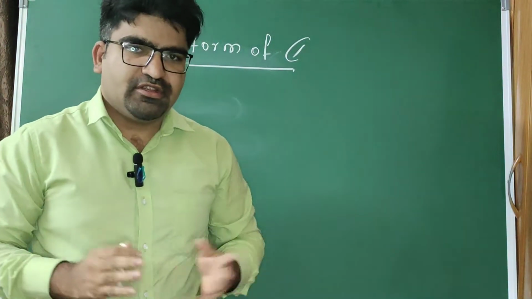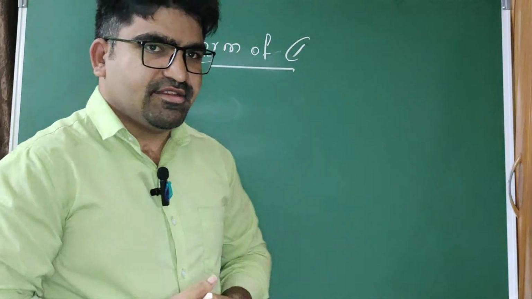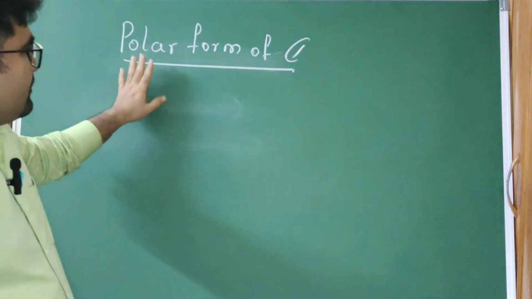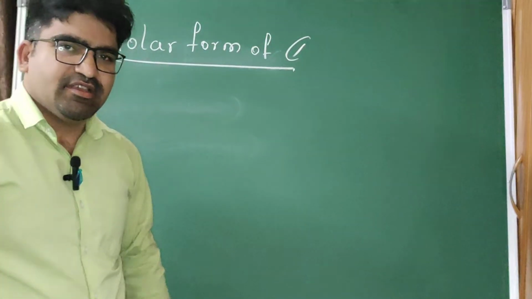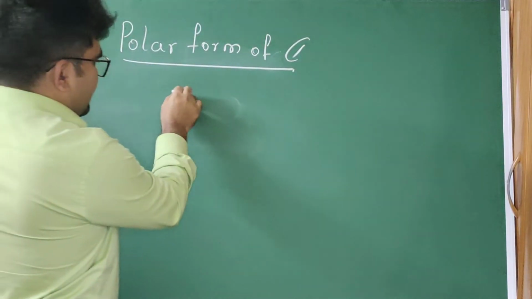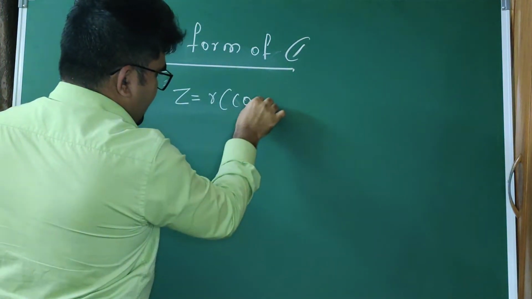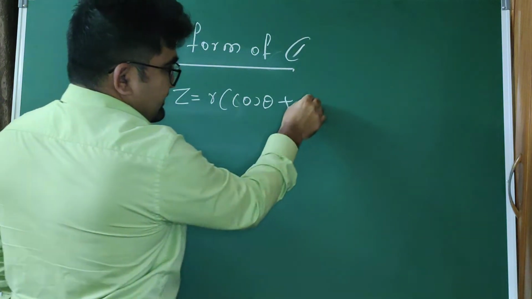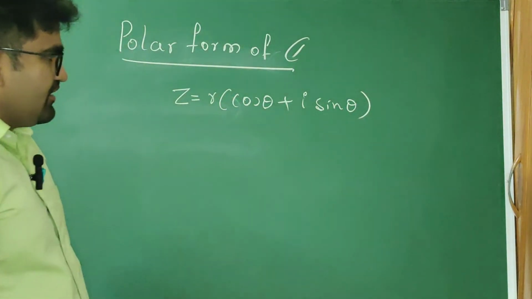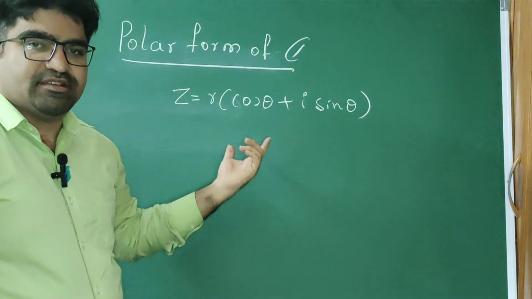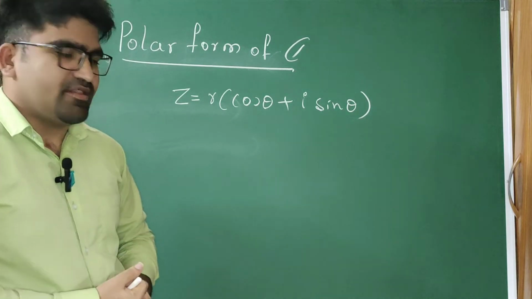ನಾನು ಈ ವಿಡಿಯೋದಲ್ಲಿ ದ ಪೋಲಾರ್ ಫಾರ್ಮ್ ಆಫ್ ಕಾಂಪ್ಲೆಕ್ಸ್ ನಂಬರ್ ಬಗ್ಗೆ ನಿಮಗೆ ತಿಳಿಸ್ಕೊಡ್ತಾ ಇದ್ದೀನಿ. Polar form of what is the representation of this one? This is nothing but a complex number, right? The polar form ಹೇಗಿರುತ್ತೆ ಅಂತಂದ್ರೆ z is equal to r into cos theta plus i into sin theta. This is called the polar form of a complex number, or polar form of representation of a complex number ಅಂತ ಕರಿತೀವಿ.